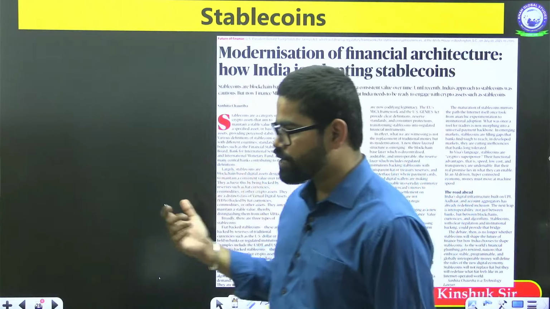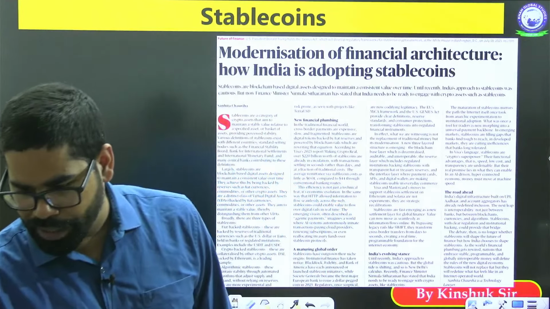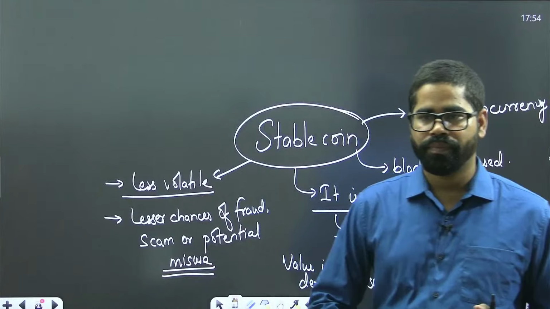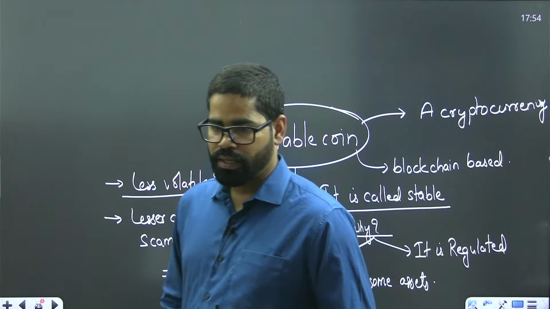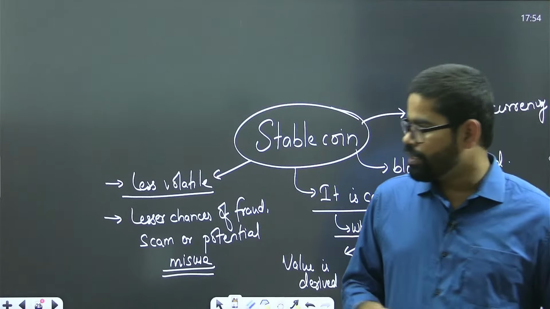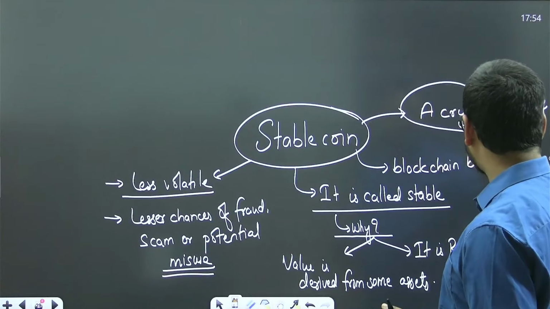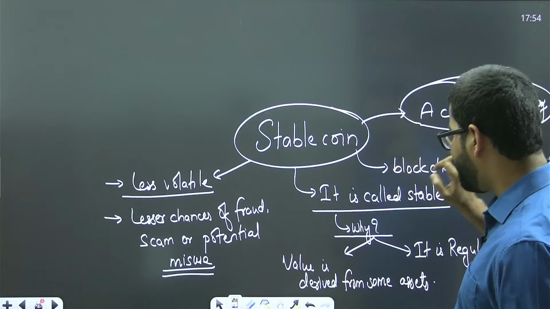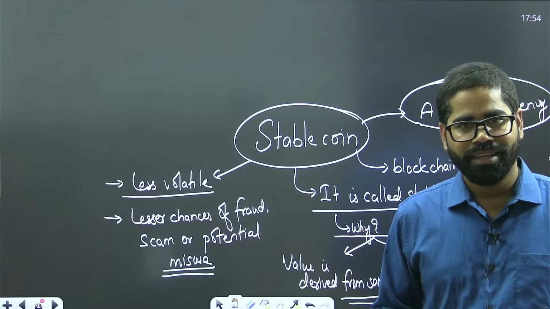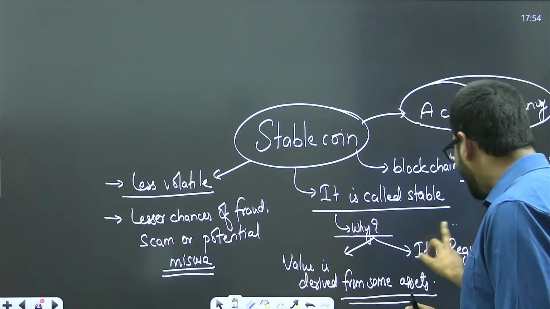This is something which is regulated by the nations. So it is going to be like a fiat currency. A stable coin, if you look at it, is going to be regulated. It is going to be launched by countries. It is not going to be launched by private players. See this part, stable coins are going to be a cryptocurrency. It is going to be on blockchain, but it has a value which is coming from some assets, and it is regulated.